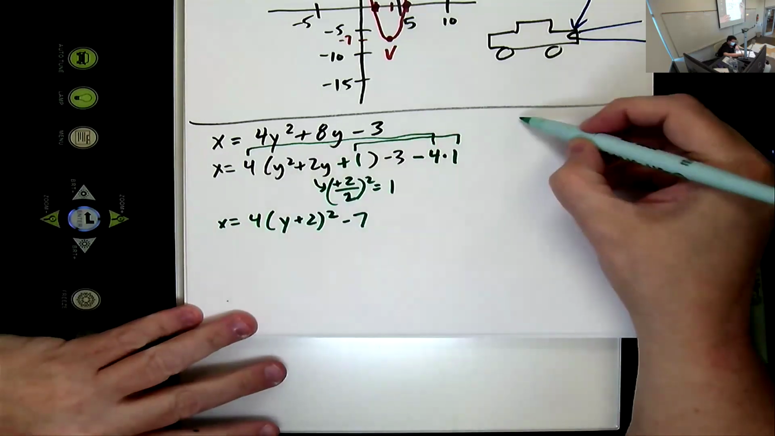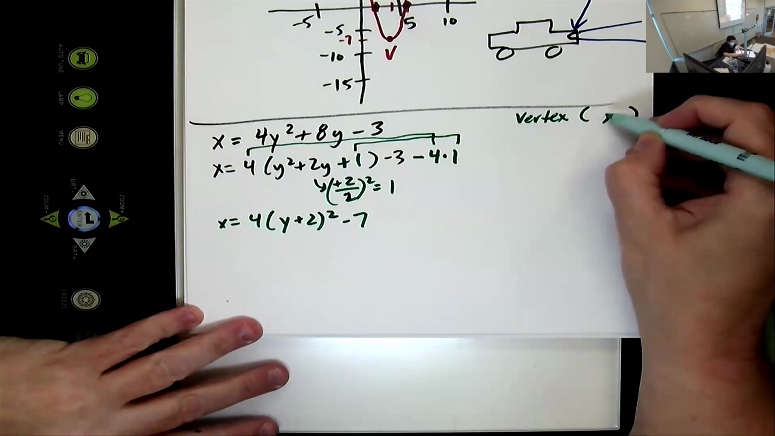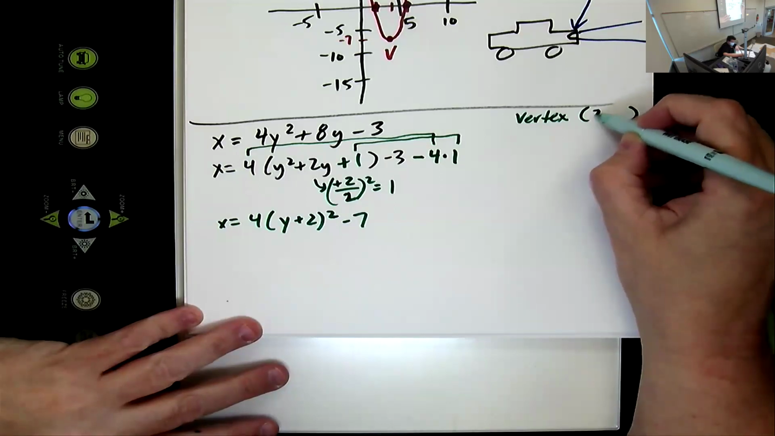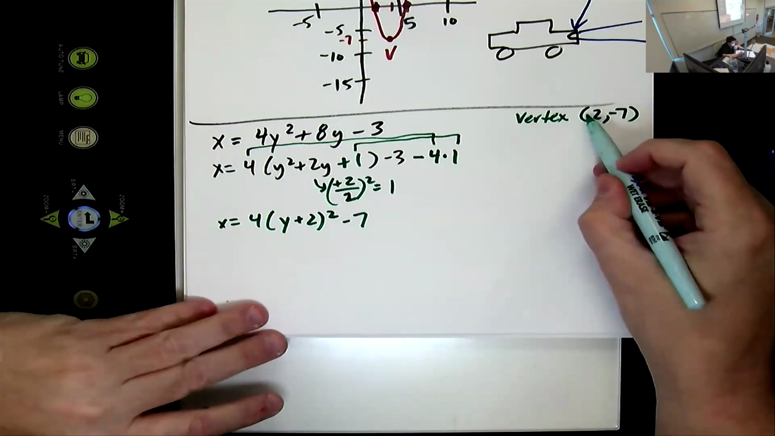So that would be -7. So what's my vertex? 2, -7. Not quite. -2.